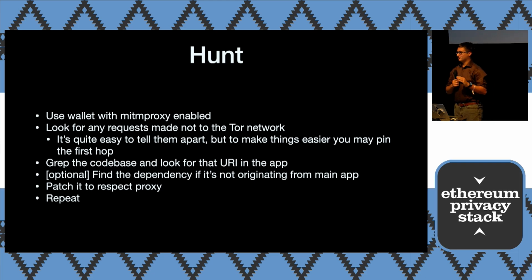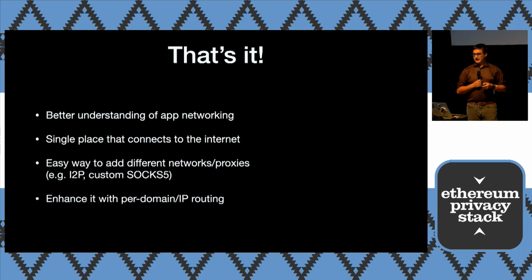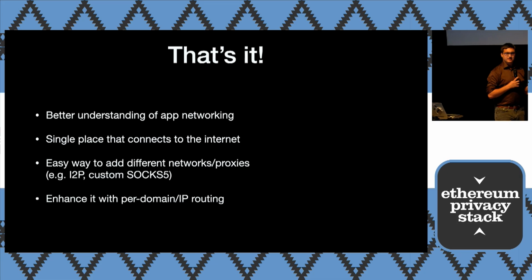We are still in the process of doing that because there are so many things that over 7 years have been added to the app. So it's a really long process. But yeah, that's pretty much the only way to go if you didn't plan that 7 years ago. And that's it. By now we have a much better understanding of the app networking. We have a single place, in theory, that connects to the internet. We have an easy way to add new networks or proxies.